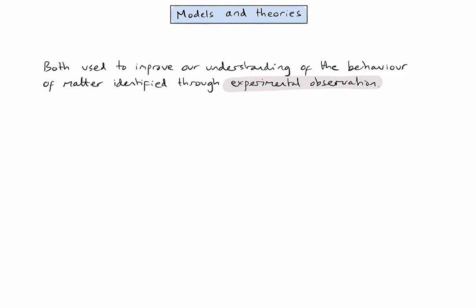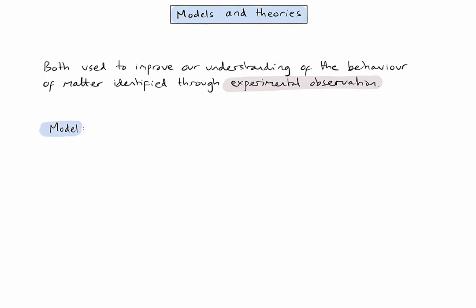Models and theories are both types of knowledge used in chemistry to improve our understanding of the behaviour of matter as identified through experimental observation. Although the two terms are often used synonymously, there are actually subtle differences that we'll try and address in this video. Let's start with a model.